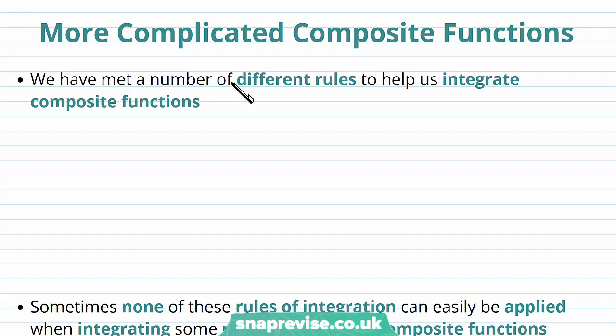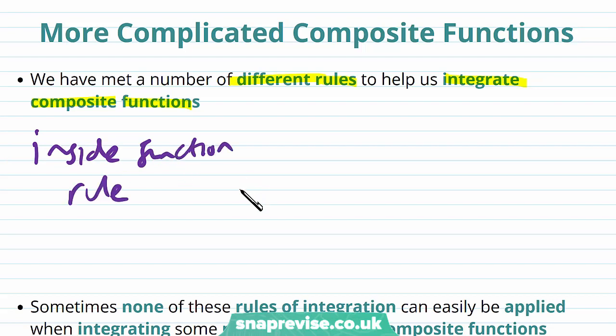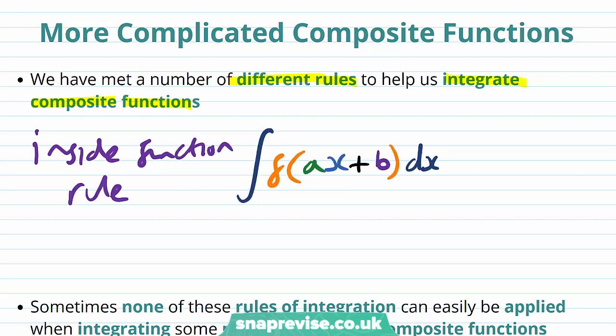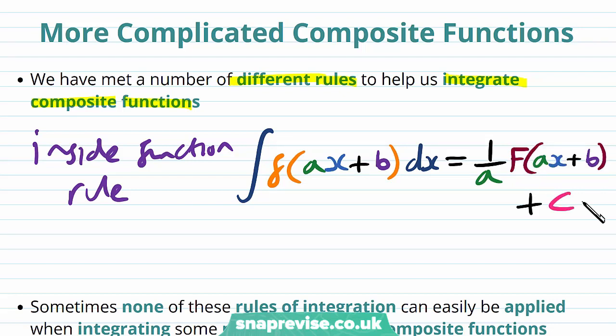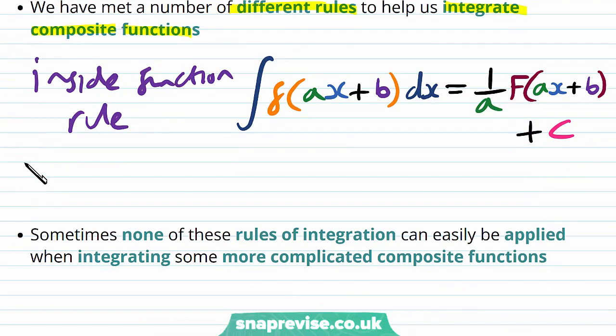We have met a number of different rules to help us integrate composite functions. In particular, we've seen the inside function rule. This is the rule that the integral of f of ax plus b is equal to 1 divided by a multiplied by capital F of ax plus b, plus c, where capital F is the integral of little f. Similarly, we have met the product reverse chain rule.